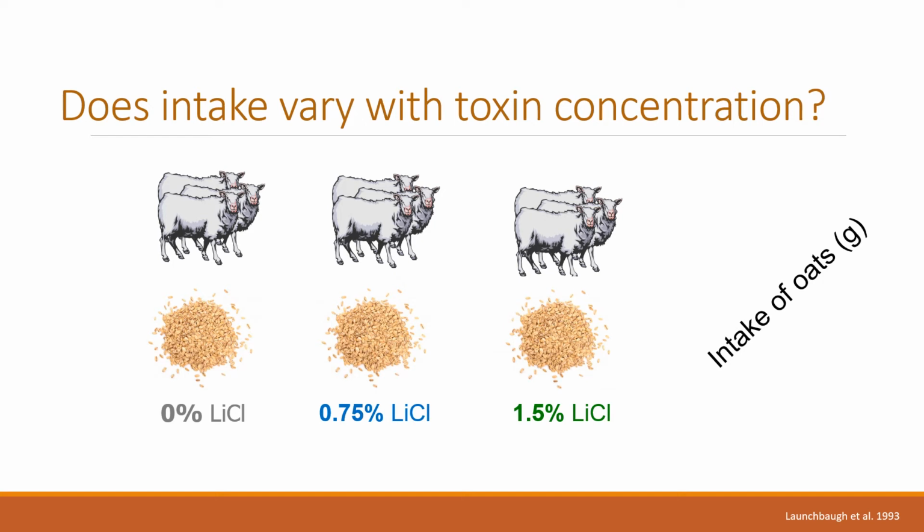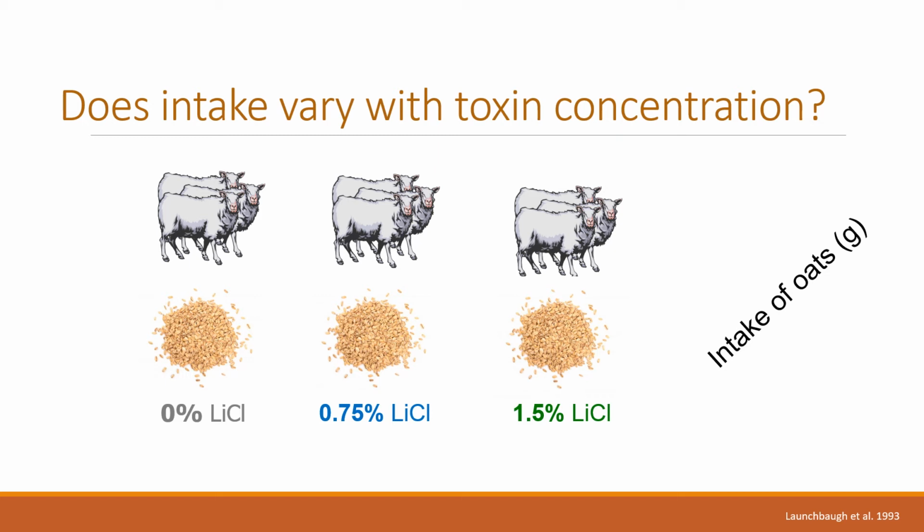So, a simple experiment, I had 3 sets of sheep. One set of sheep I gave 500 grams of oats with nothing on it, 0% of a toxin. The second group got oats, but it had 0.75% lithium chloride. So lithium chloride in this case was my plant toxin. The third group got oats, but it had twice as much lithium chloride. It had 1.5% lithium chloride. And then I measured the intake of oats over several days to see if animals could figure this out.